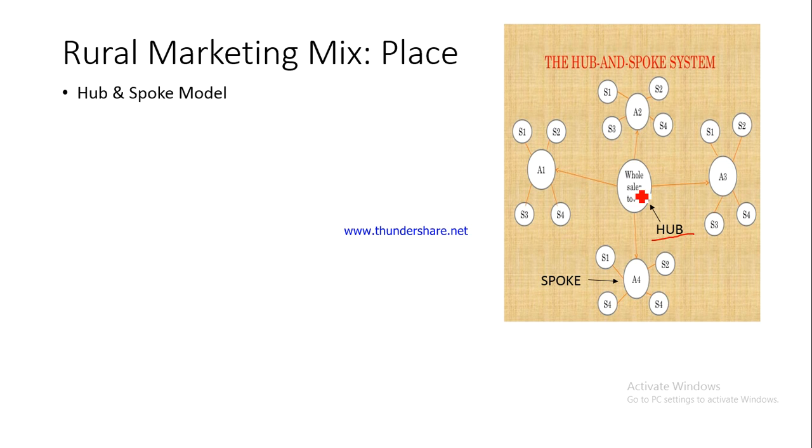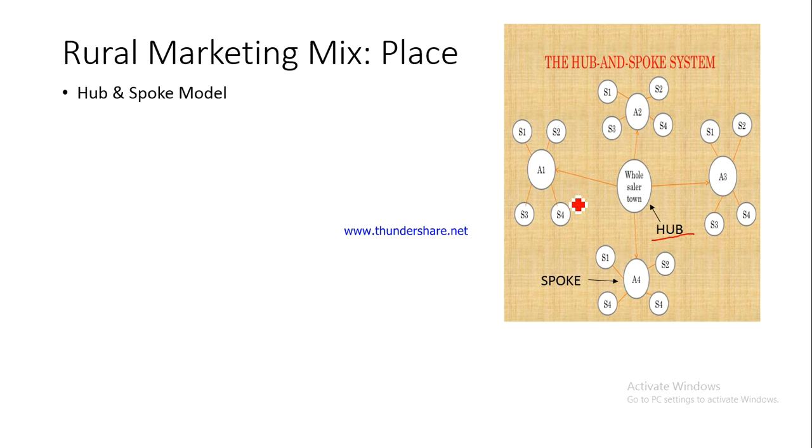So basically the product originates from here and then it reaches the wholesaler, sends it to A1, A2, A3 and A4, which are smaller towns in the vicinity of this bigger town. And from these smaller towns, the product reaches S1, S2, S4, S3, which are basically retailers in the rural area. So this is the hub and spoke model.